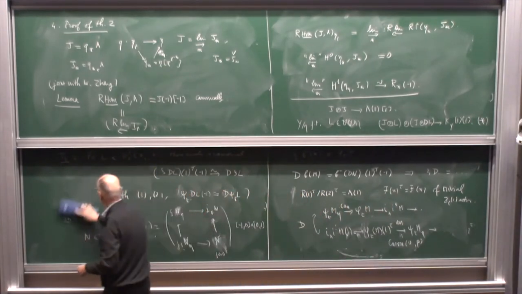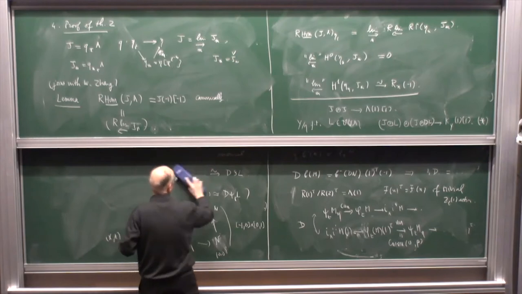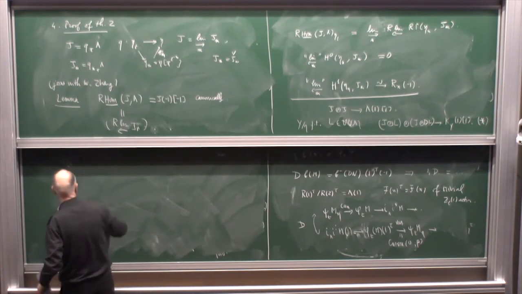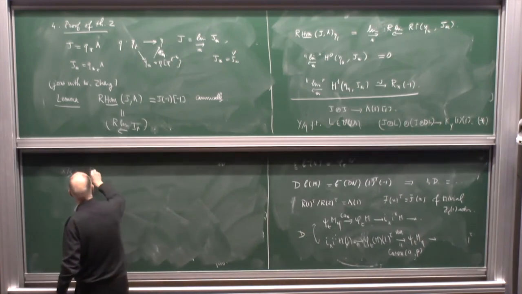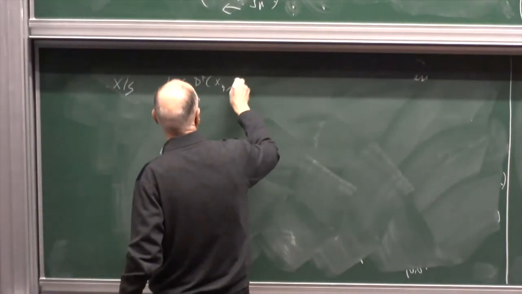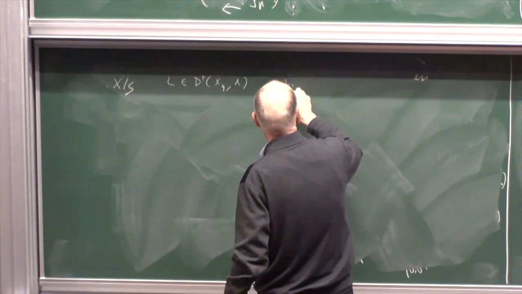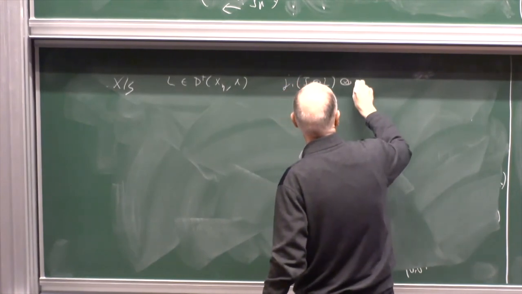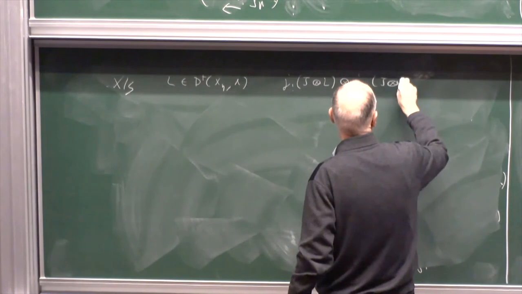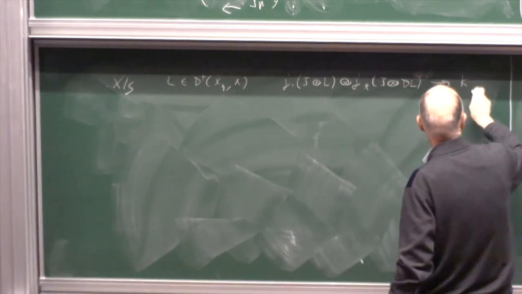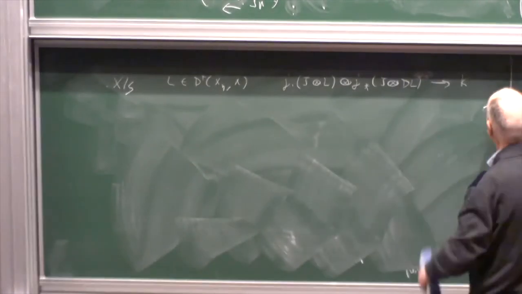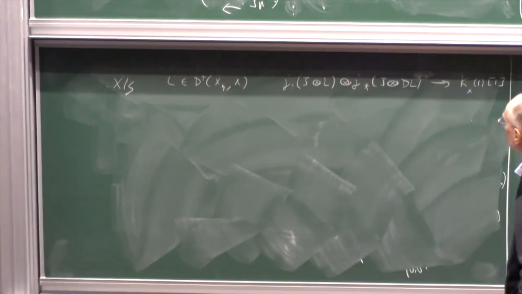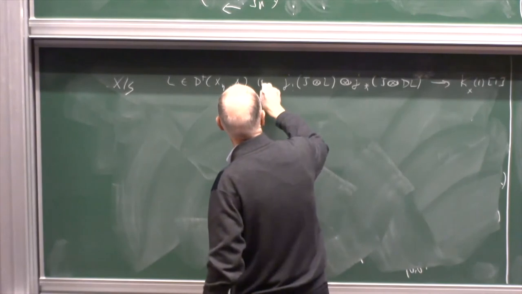And if X is a scheme over S, for L in D plus of X, eta, and lambda, you get a pairing J lower shriek of J tensor L, tensor J lower star of J tensor DL into K, first in J lower shriek of K, then in fact in K of 1 of 1, S. Let me call it double star.